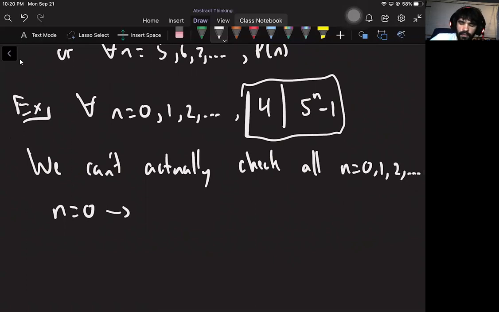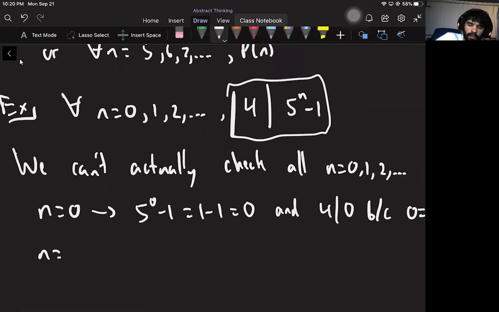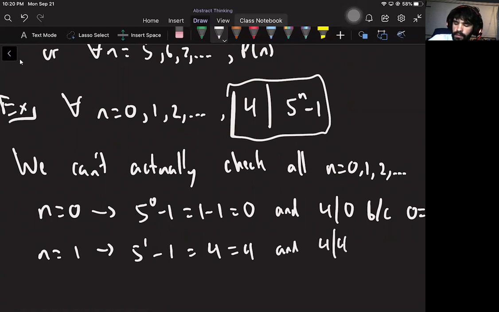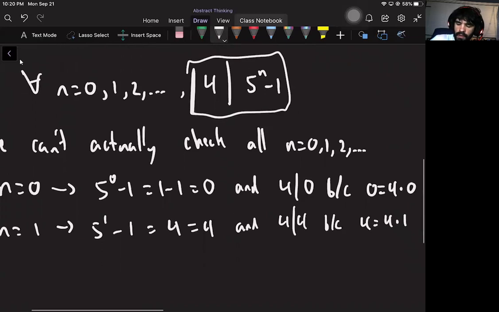So let's start at 0 and see what happens. If I plug in 0, I get 5 to the 0 minus 1. 1 minus 1 is 0. Sorry, I was skipping. And yes, 4 does divide 0. Which sounds weird, but what does it mean to divide? It means 0 equals 4 times something. What's that something? 0. Okay, you plug in 1. Should still work, hopefully. You get 5 minus 1, which is 4. Does 4 divide 4? Yes, because 4 equals 4 times something. What's that something? It's 1.